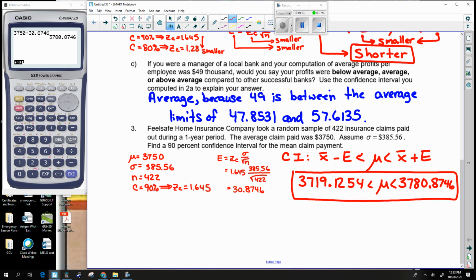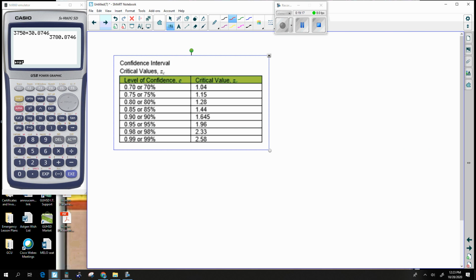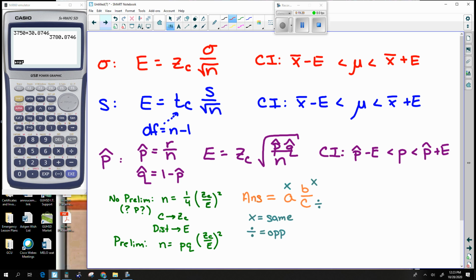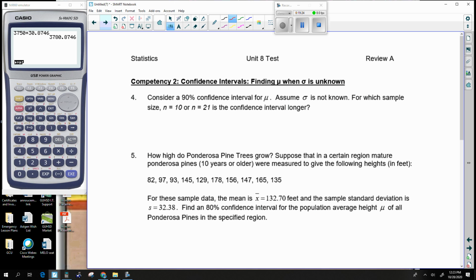All right, so that is the mu. Now we should probably get into the S's. This is where we are going to start using the TC, the T table. Okay, so sigma is not known. What makes the confidence interval longer? The formula that we do know is E is equal to TC S divided by the root of n.